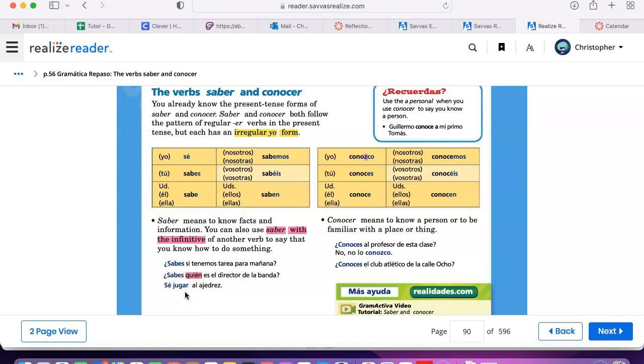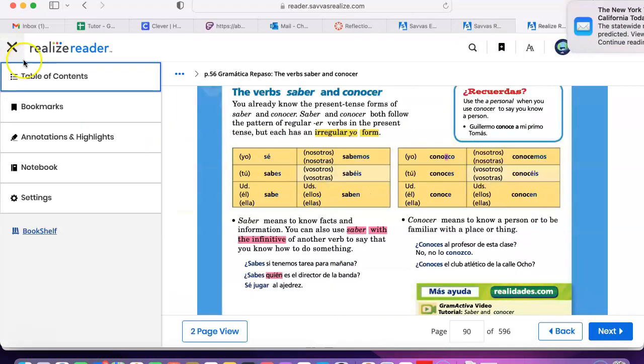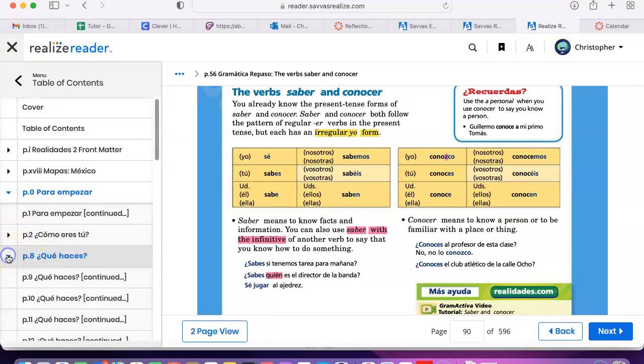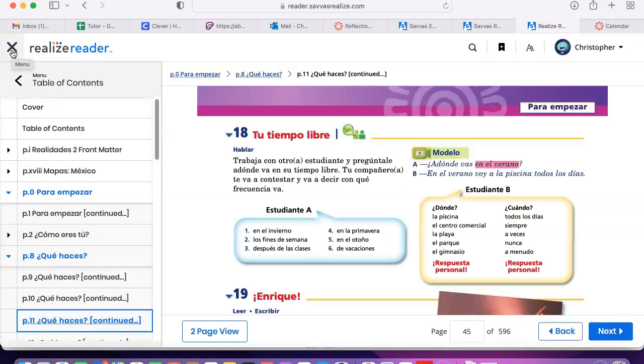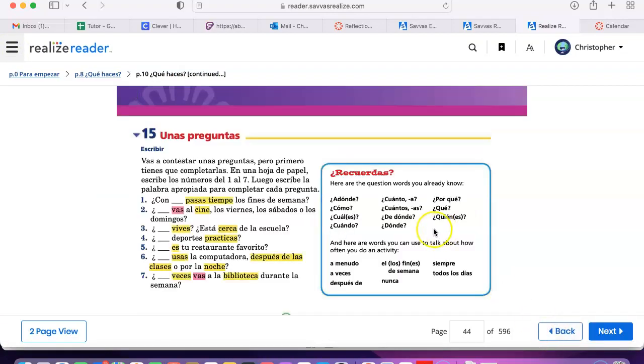And saber is also going to be accompanied by an interrogative. Interrogatives are who, what, when, where, why, and how in English. Interrogatives in Spanish are, I believe, on page 11, maybe 10. Yeah. ¿Dónde? ¿Cuánto? ¿Por qué? ¿Cómo? ¿Cuánto? ¿Qué? ¿Quién? ¿Cuándo? A lot of different interrogatives here.